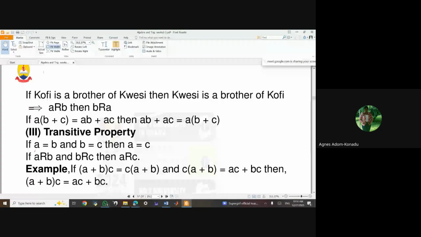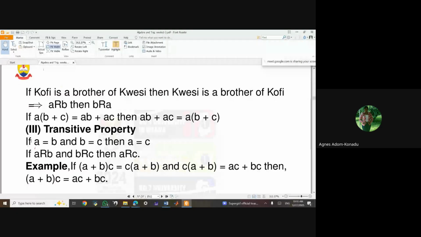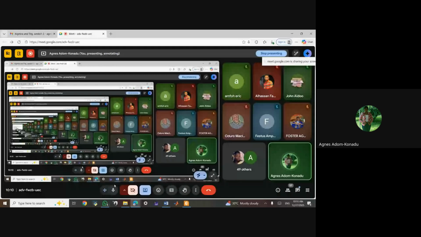Then we have what we call the transitive property. The transitive property says that if A is equal to B and B is equal to C, then it means that A is equal to C. So if A relates to B and B relates to C, then A will also relate to C. Let me take, if Mr. Odro relates to Festus and Festus relates to Mr. John Edu, then it means that Mr. Odro will also relate to Mr. Edu.